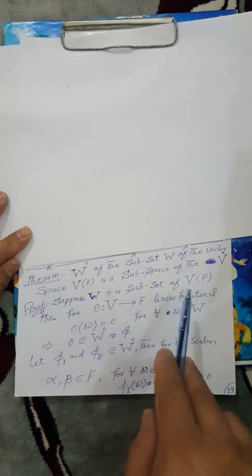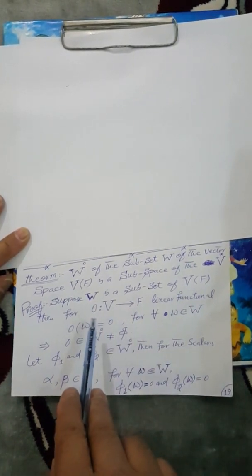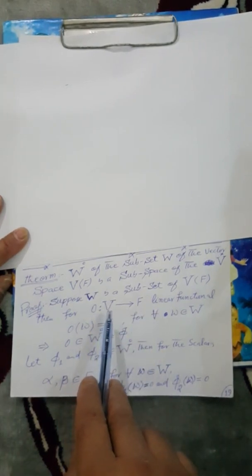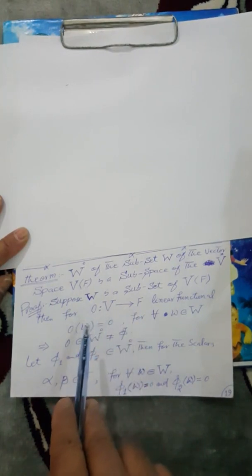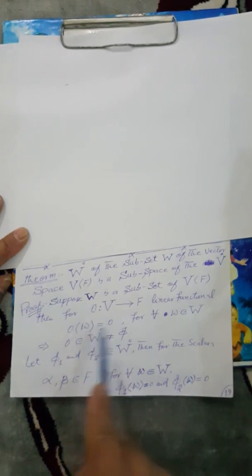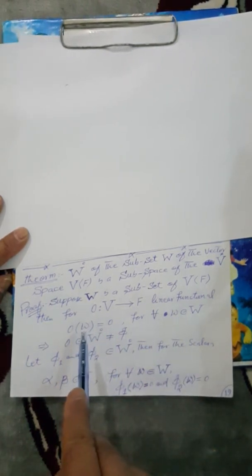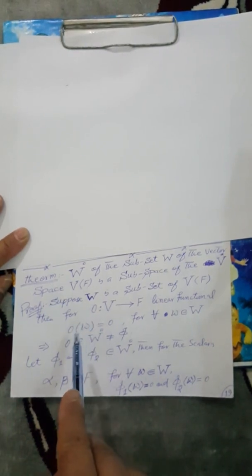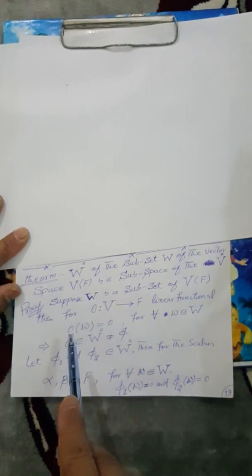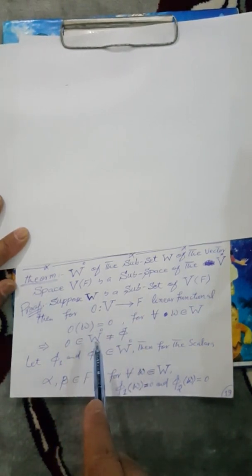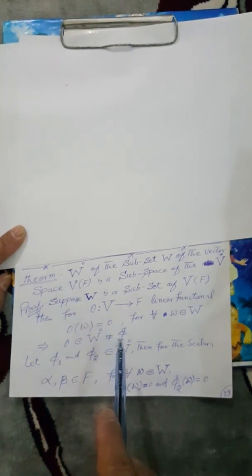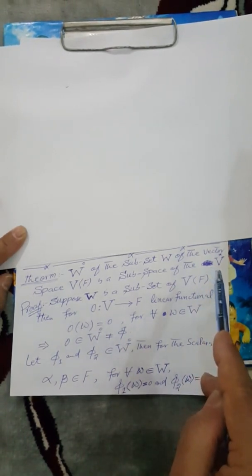Suppose W is a subset of the vector space V over the field F, and for the zero linear functional, that is, zero is a linear transformation from the vector space V to the field F, then the image of every element of W under the zero linear functional is equal to the zero element of the field. Therefore, the zero linear functional is contained in W°. That is, W° is a non-empty subset of the dual space of the vector space V over the field F.